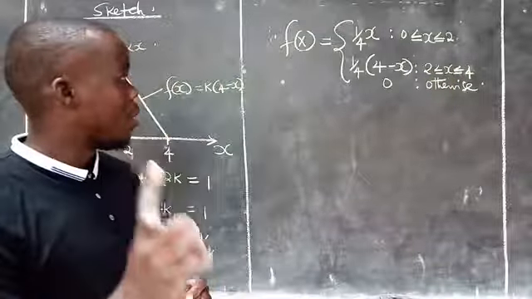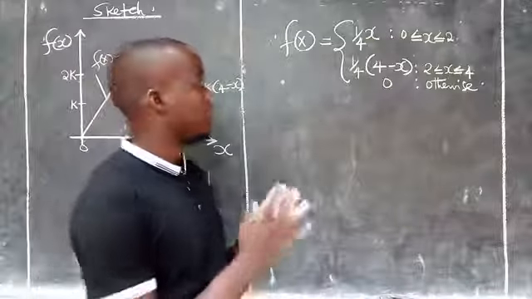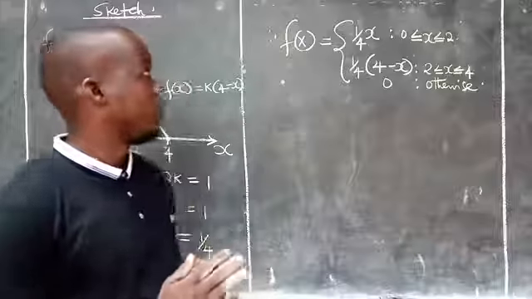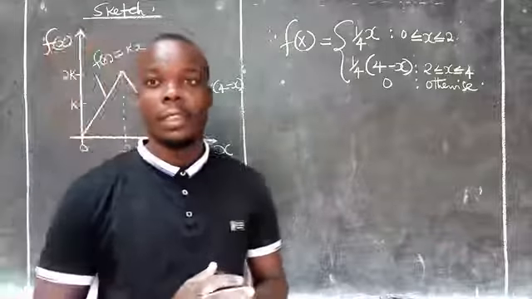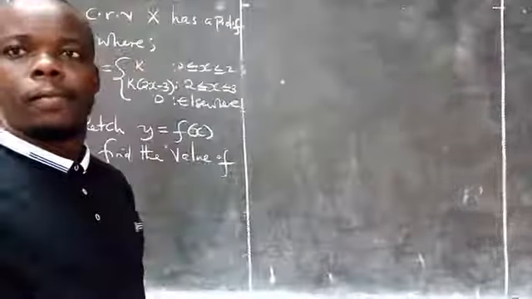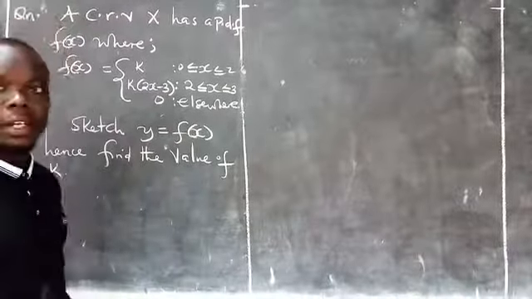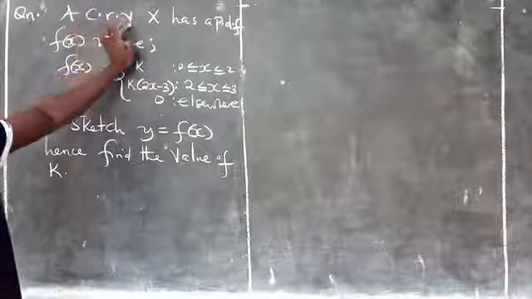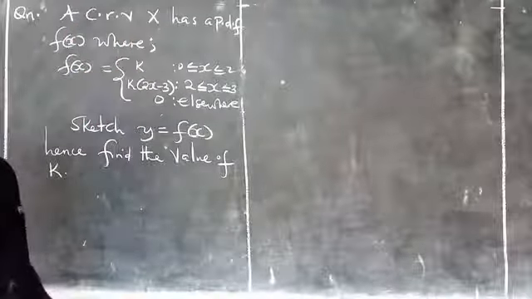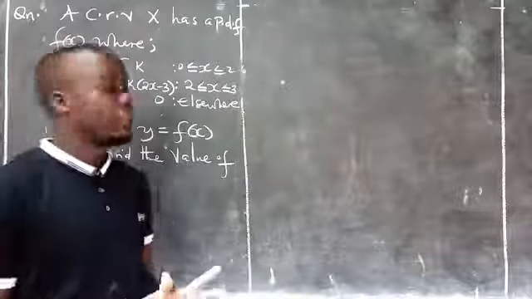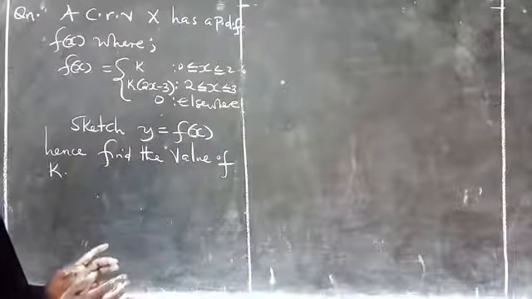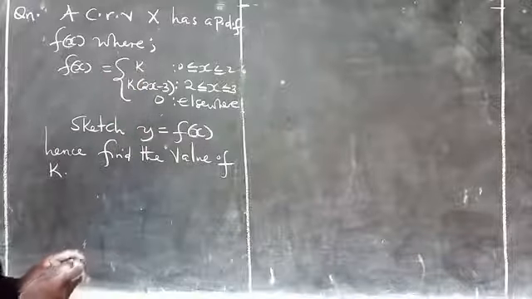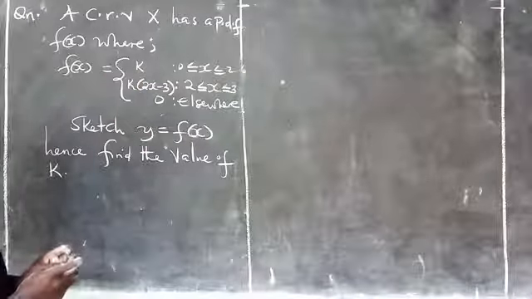I'm also going to add one more example for such a question that will help us get the value of a constant from our graph after sketching it. Okay, so we are given another question here. A continuous random variable x has a PDF, where PDF means probability density function, f of x, given as sketched, y equals f of x. Hence find the value of k.